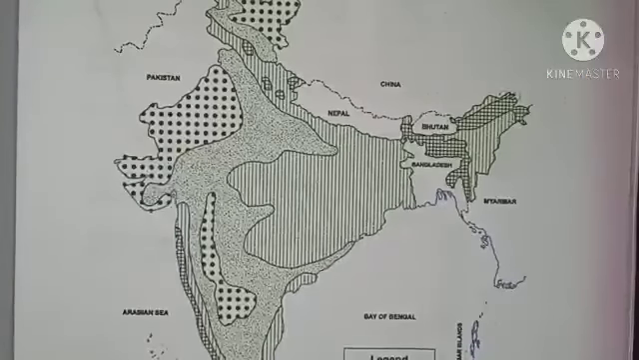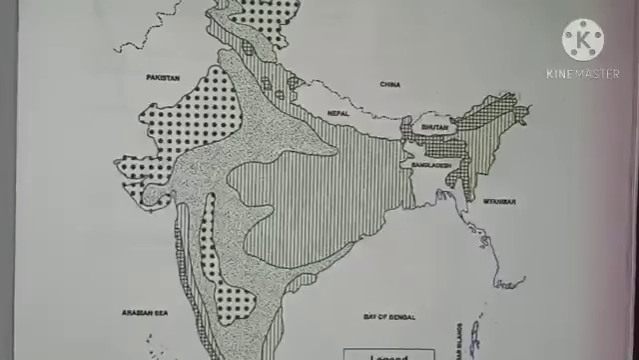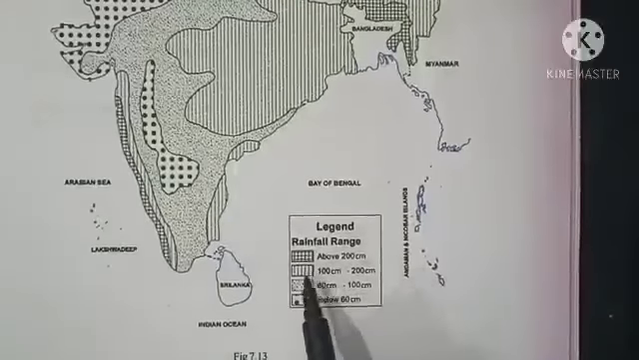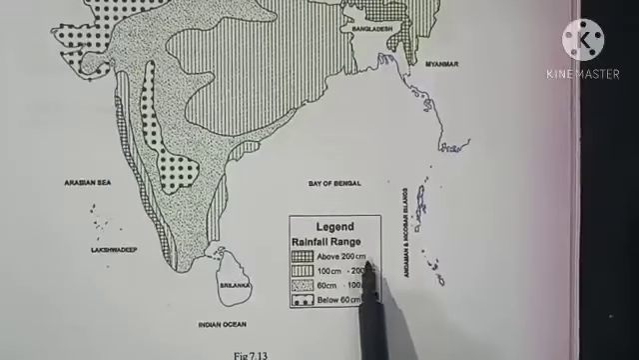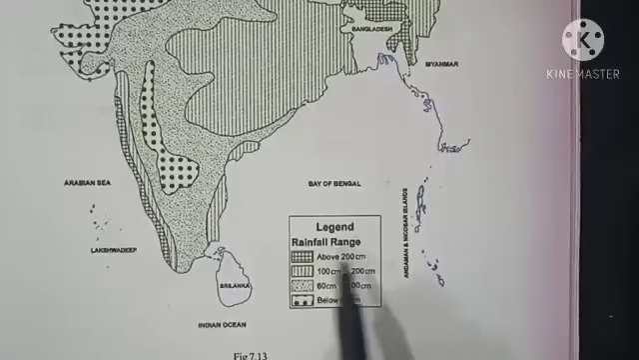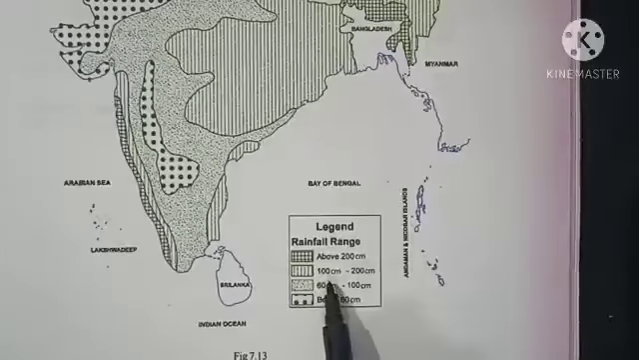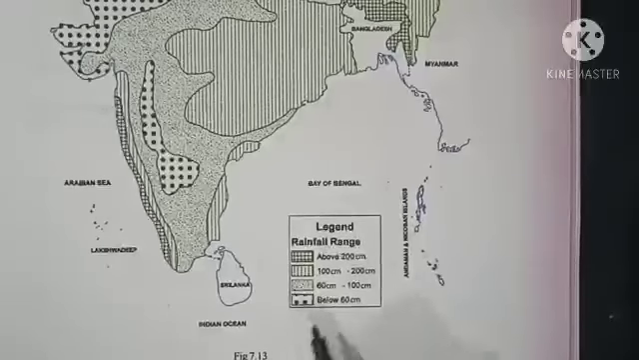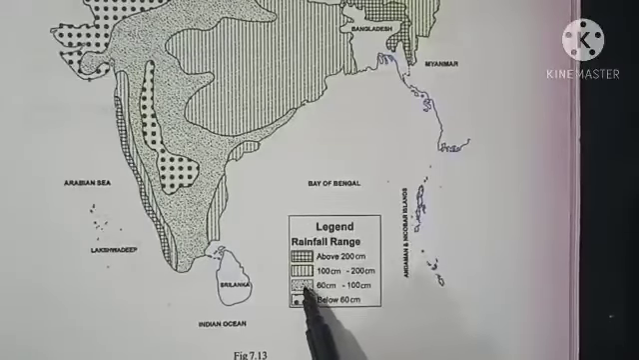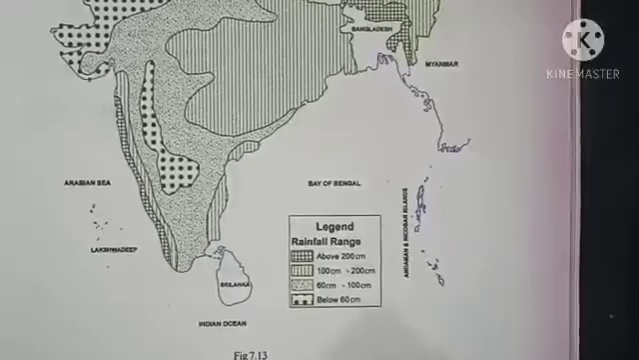Distribution of rainfall. Observe the map. The map is prepared based on the amount of rainfall received in India. Analyze the map. At first you see the index. Above 200 centimeter, columns are given. 100 to 200, lines are given. 60 to 100, small dots are given. Below 60, big dots are given. So from this map we can identify which are the places that receive heavy, moderate and less rainfall.